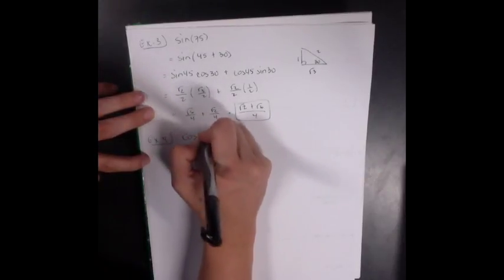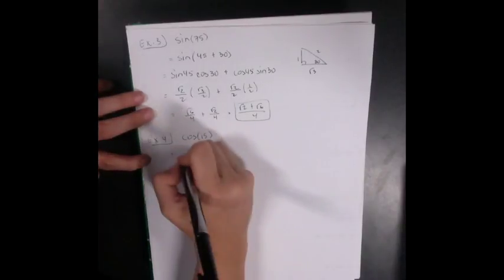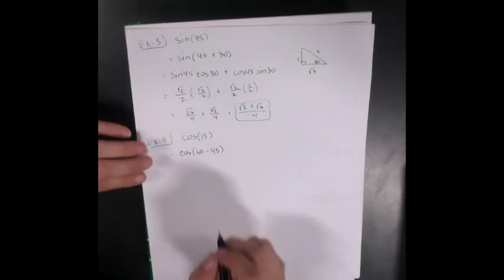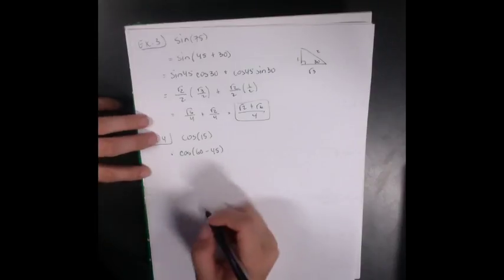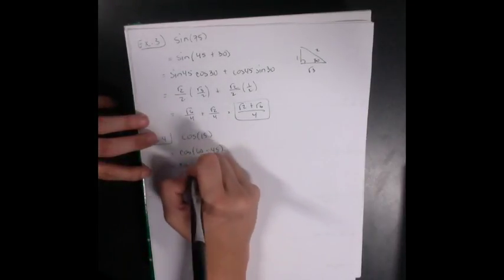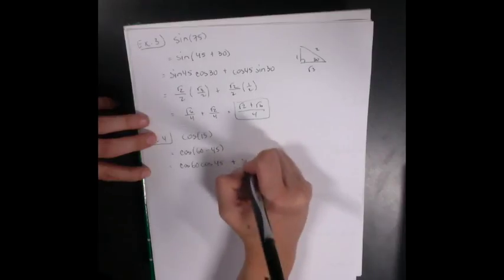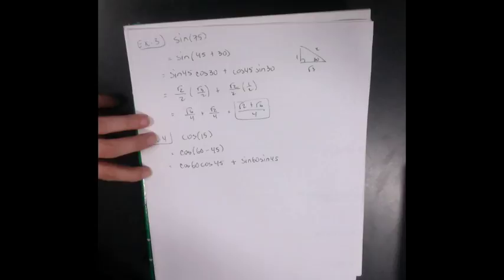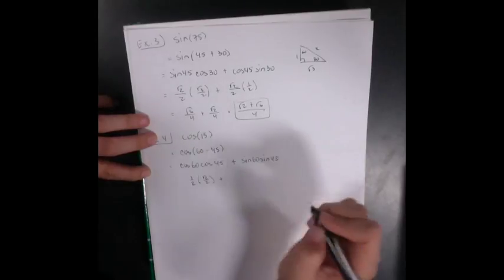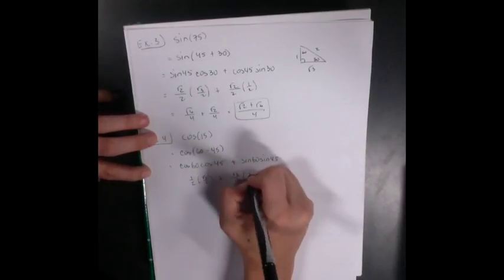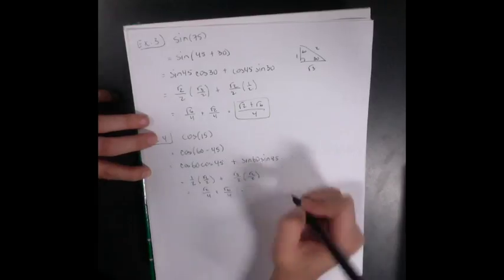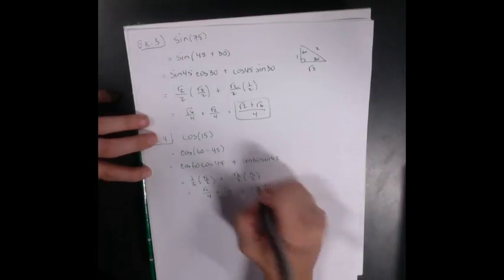Let's do another example. The cosine of 15 we want to find. This one's a little different. I'm going to write it as the cosine of 60 minus 45. If I do this, then in my formula, I get the cosine of 60 cosine of 45 plus sine of 60 sine of 45. Now we know from our triangle up here, cosine of 60 we have 1/2, cosine of 45 is root 2 over 2, sine of 60 we have root 3 over 2, sine of 45 is root 2 over 2. So this gives me root 2 over 4 plus root 6 over 4, which again gives me root 2 plus root 6 over 4.